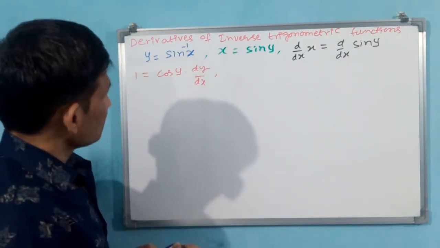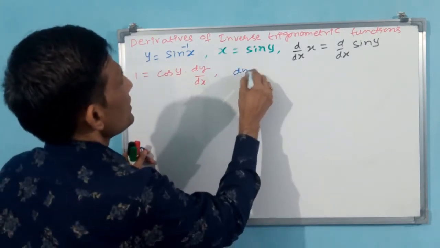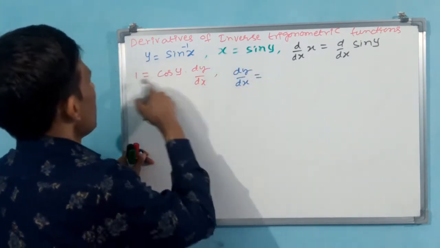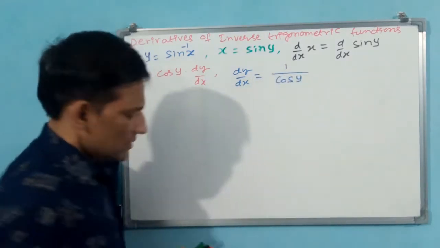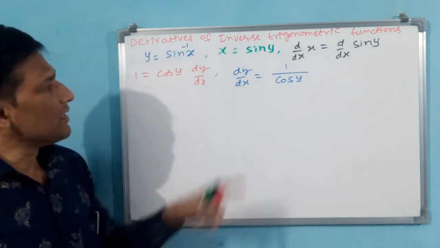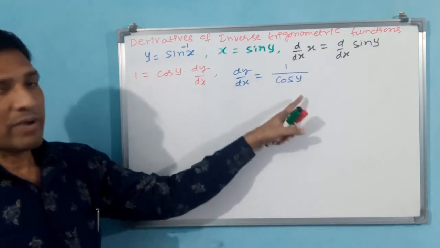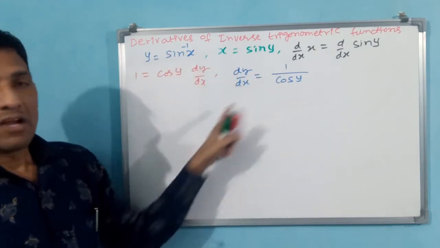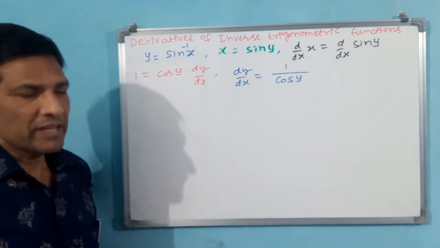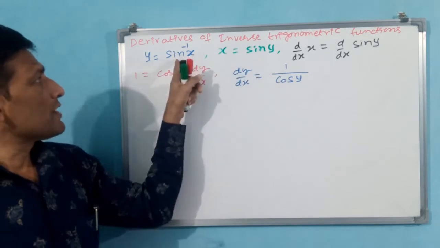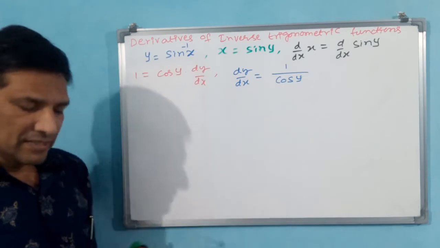Observe carefully. Dy by dx I want. Dy by dx I am taking. You see, dy by dx is equal to 1 by cos y. Is it correct? Definitely correct. Now you see, what is y? Anyway, you have to write dy by dx is equal to 1 by cos y. Y means sin inverse x. Cos of sin inverse x, if you write also, you cannot do anything. You have to convert cos into sin. Why? Because here sin inverse x is what I am telling.